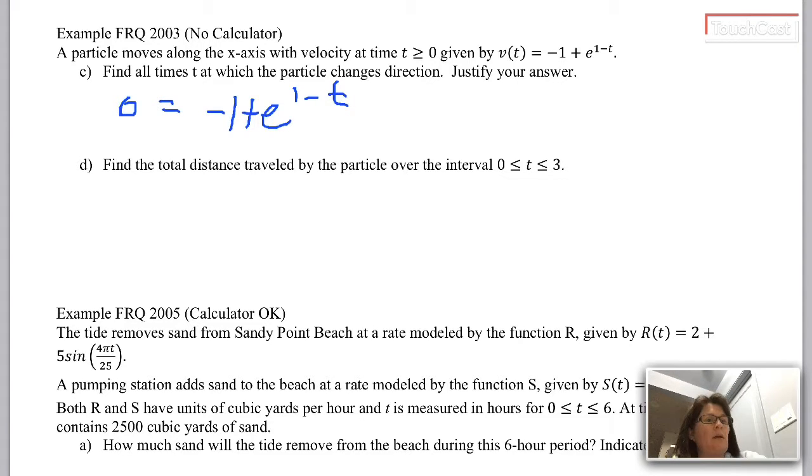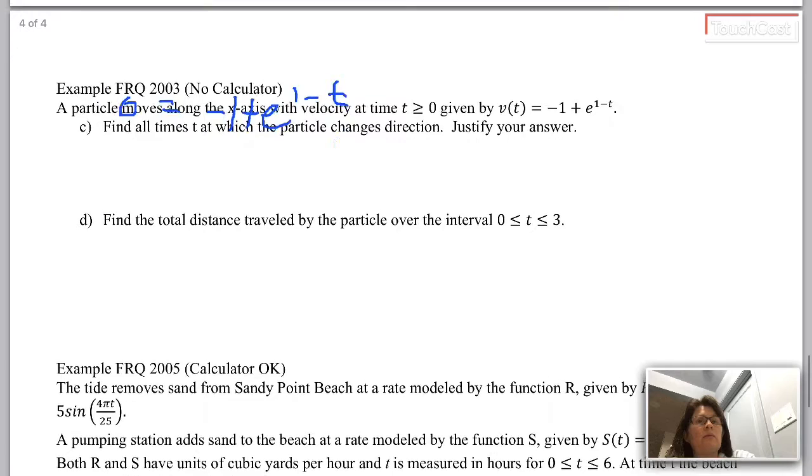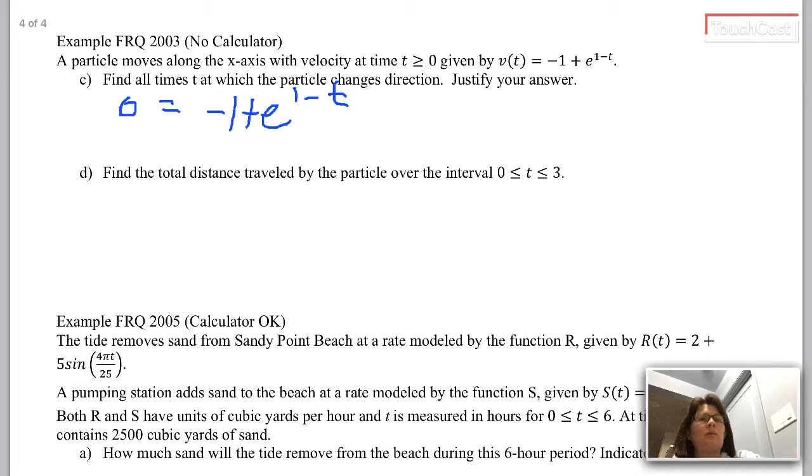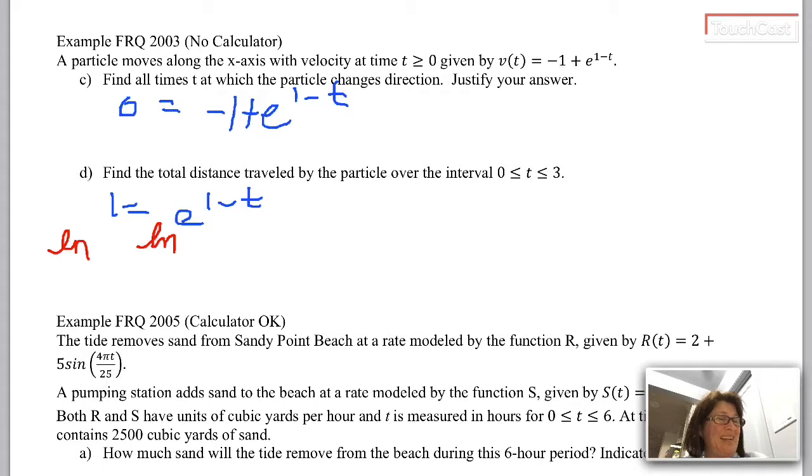Cool. So watch this. I'm going to add 1 to both sides. So I'll have 1 equals e to the 1 minus t. I need to get that variable down out of the exponent, so I'm going to take the natural log of both sides. I made it look like that was a base on an exponent, but really I'm natural logging both sides. The natural log of 1 is 0. So 0 equals the natural log and e cancel each other out, 1 minus t. So I get the solution t equals 1.